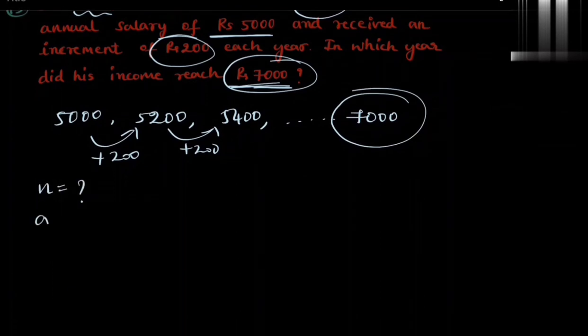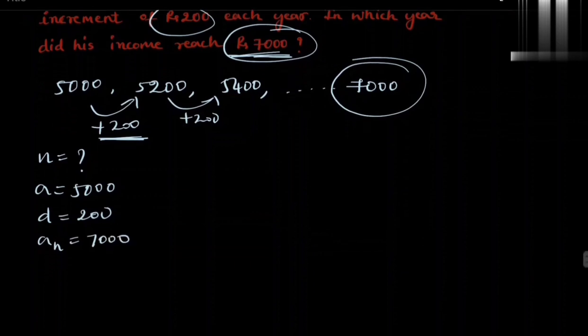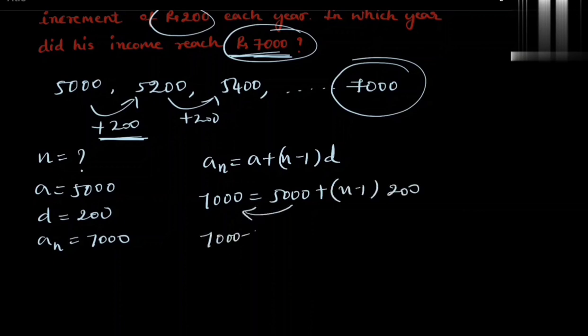So here in this sequence a is 5,000, d is equal to 200, and an is equal to 7,000. We know the formula for the nth term of an AP, that is an is equal to a plus n minus 1 into d. Here an is 7,000. Substitute here. a is 5,000, n we don't know, and d is 200. Move 5,000 to this side. 7,000 minus 5,000 is equal to n minus 1 into 200. So 7,000 minus 5,000 will become 2,000 is equal to n minus 1 into 200.